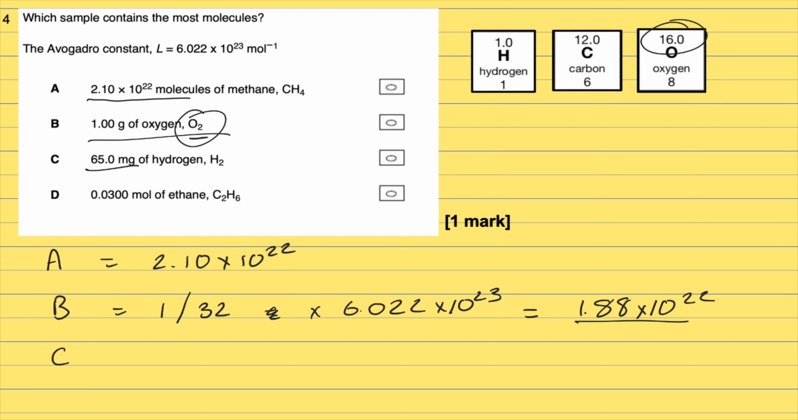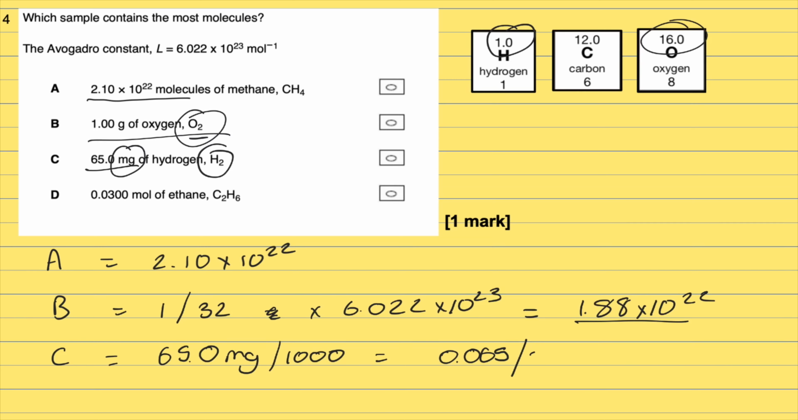C, 65.0 milligrams of hydrogen. So the first thing we need to do is convert 65.0 milligrams into grams. So I divide that by 1,000, which gives me 0.065 grams. I then need to divide that by the relative formula mass of hydrogen. Remember, it's H2. Each hydrogen atom is 1, so I'm going to divide that by 2. Then I'll times that by Avogadro's number, which gives me the number of molecules, which is 1.96 times 10 to the 22.